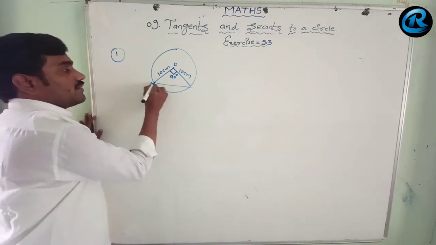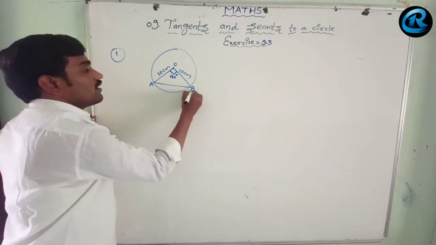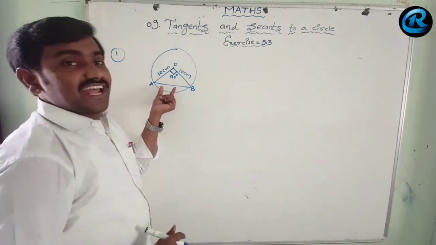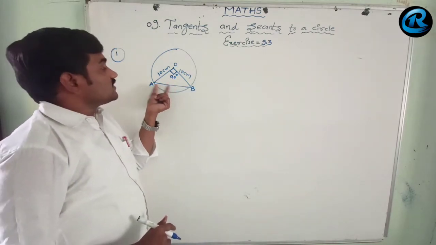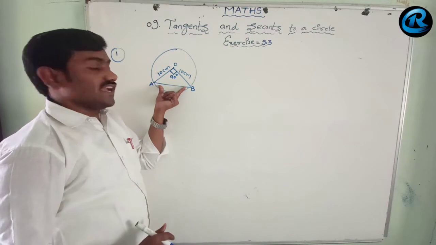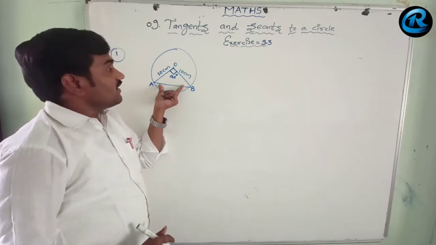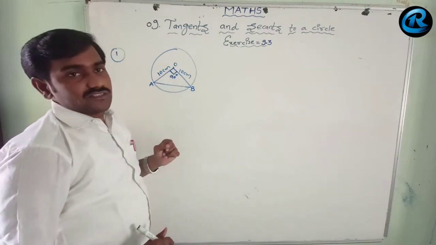So the chord, a chord, in the sense, is a line segment which intersects the circumference of the circle at 2 points and does not pass through the center point of the circle.